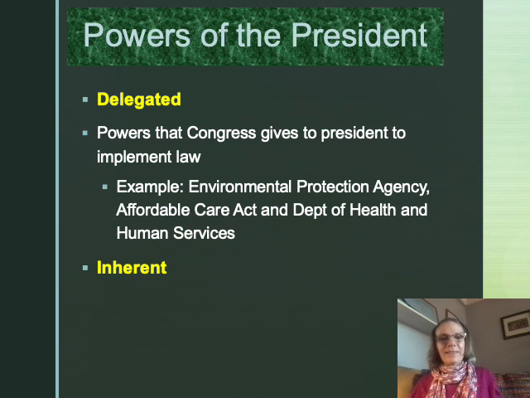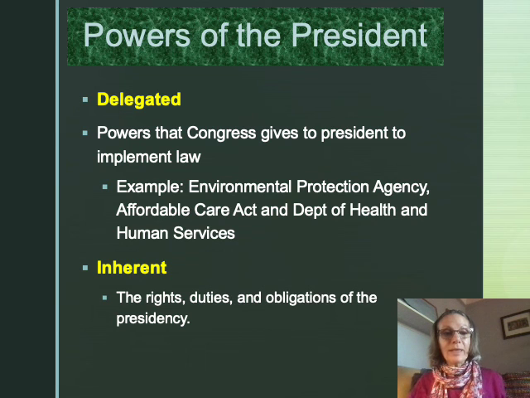And then the final is the inherent powers. It's not exactly like implied power, but it's sort of like there are some powers that are inherent to the presidency of the United States. And even though these aren't specified in the Constitution, the president can still do these things. So it's sort of related to the implied powers. Inherent powers are basically deemed as the rights, duties, and obligations of the presidency of the United States.